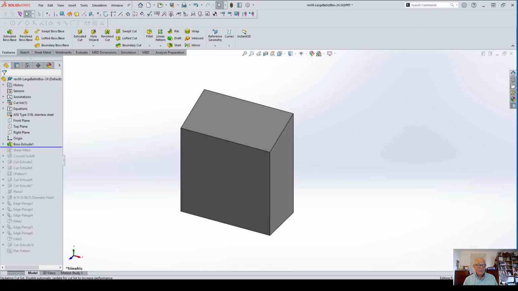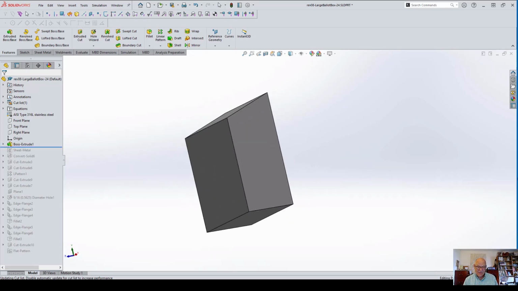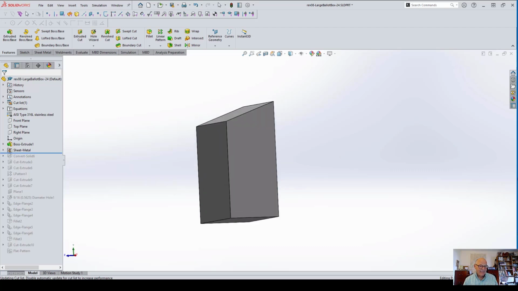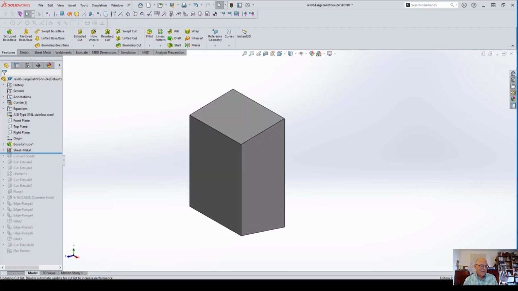I started with a shape that I wanted to end up with, and that's just a solid piece. I did an extrusion with that shape right there. Then I said, I want this to be turned into sheet metal. I said, all right, that's great, but in order to do that, next you have to convert it to the type of sheet metal you want.